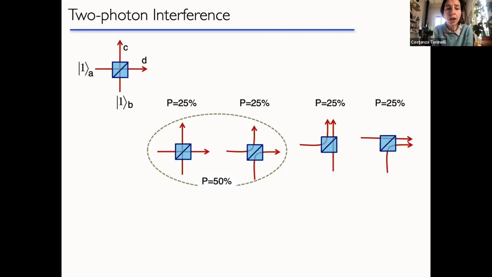Okay, so imagine you have the following experiment. You send two single photons, Fock states, at the input ports of a 50-50 beam splitter. Classically, you have four possible outcomes of this simple experiment. Both photons are transmitted, both are reflected, or one is transmitted and one is reflected. Each of them would occur with a probability of 25%. So the event of both detectors at the output ports of this beam splitter clicking is expected to occur with a probability of 50%.